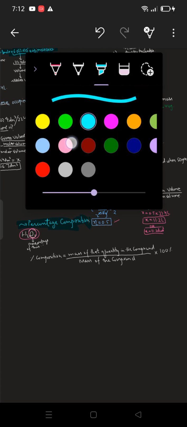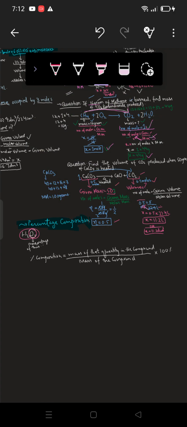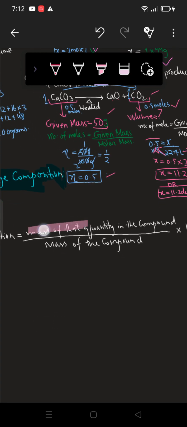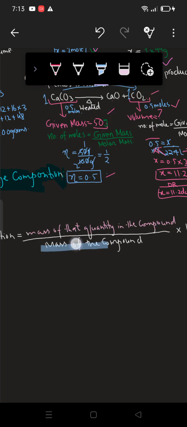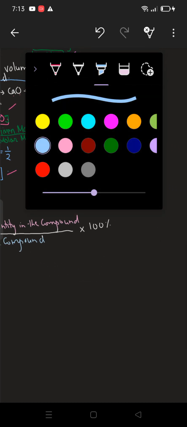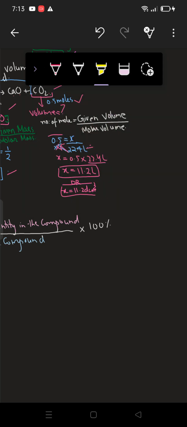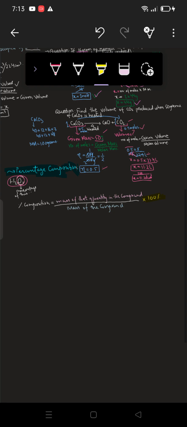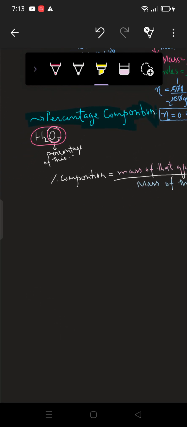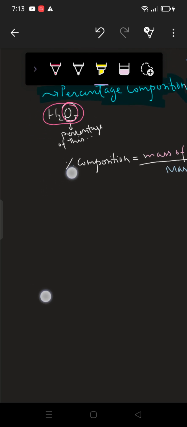How are you going to calculate that? You're going to divide the mass of that particular quantity which you are finding the percentage of in the compound by the mass of that entire compound, and of course if you are finding the percentage of it, you need to multiply it by 100, right? Then you're going to get the percentage of it. Now basically what am I calculating? I'm calculating the percentage of oxygen in the water molecule, right?